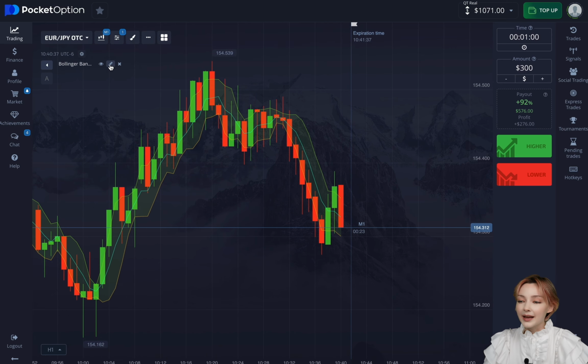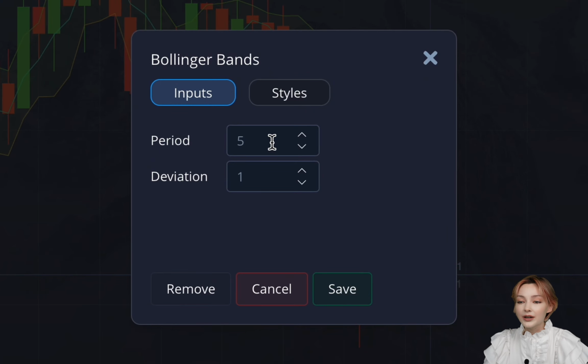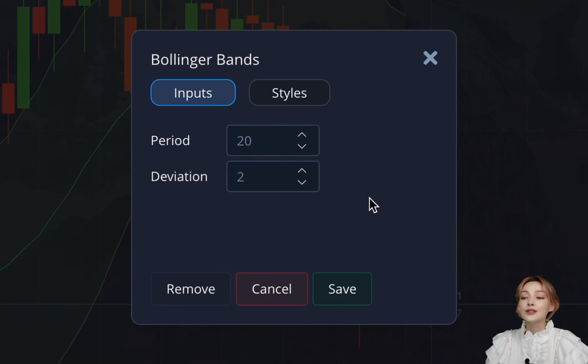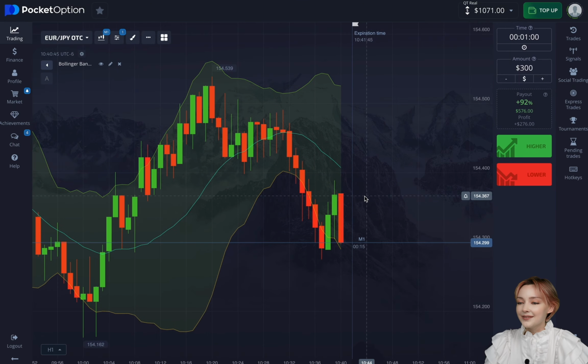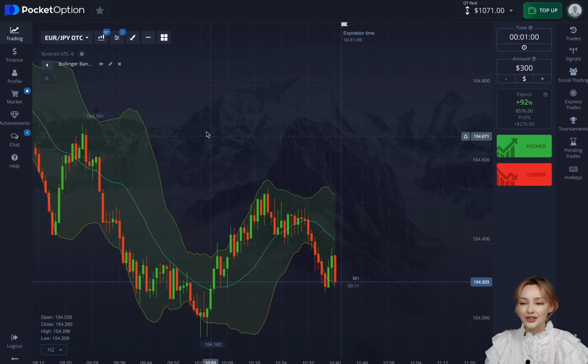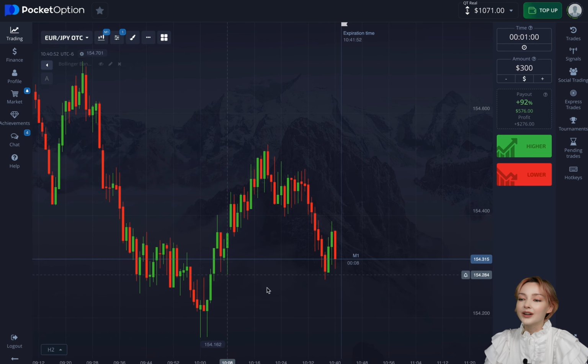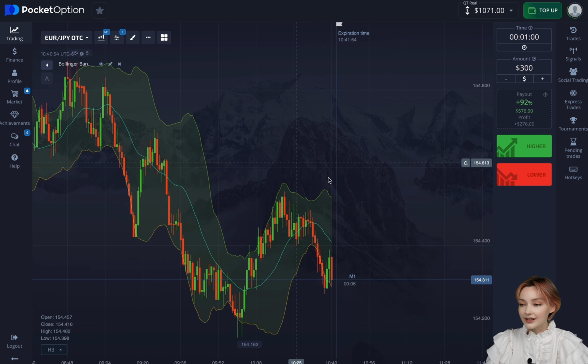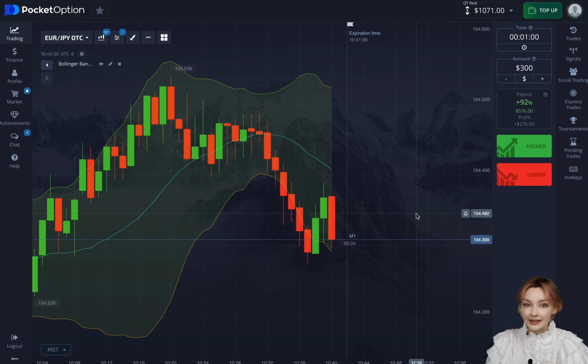We're clicking the pencil icon. The period we're using today is 20 and the deviation is 2. Click and save, and we're now witnessing the indicator applied on top of the chart. This is what the chart looks like without the indicator. This is what it looks like applied.